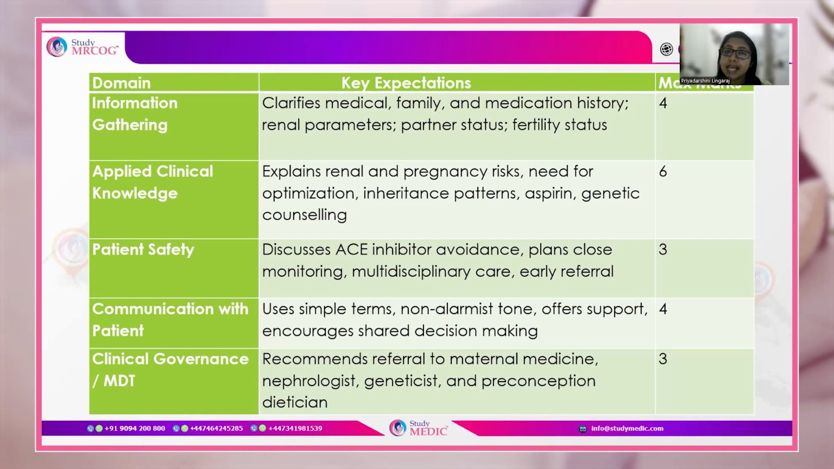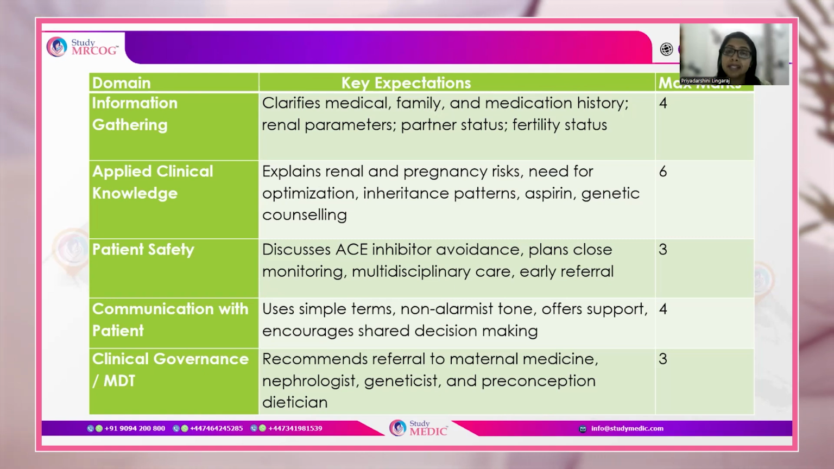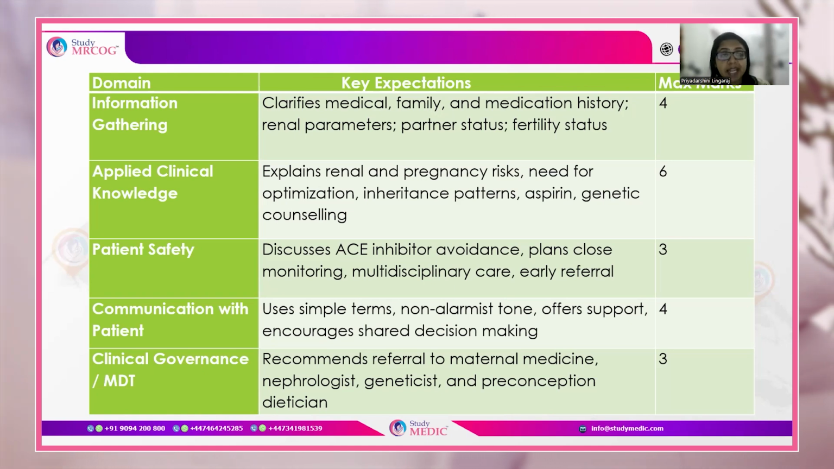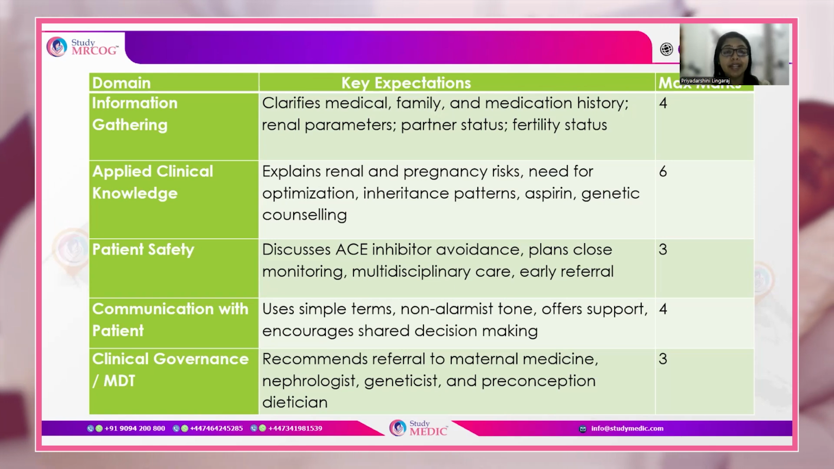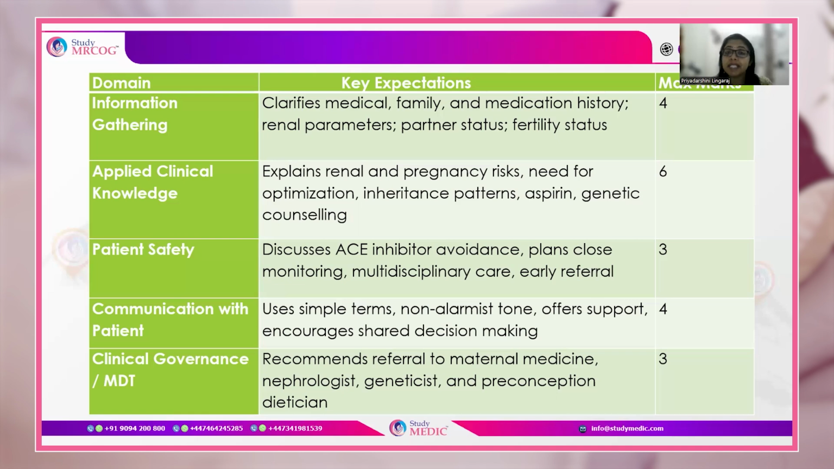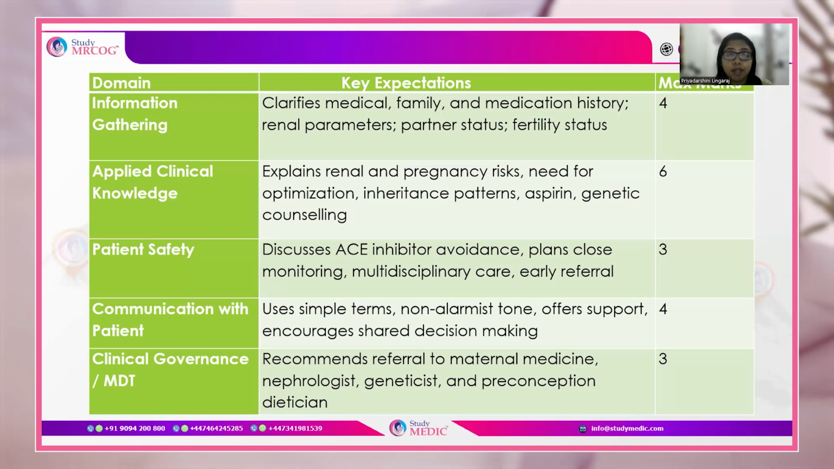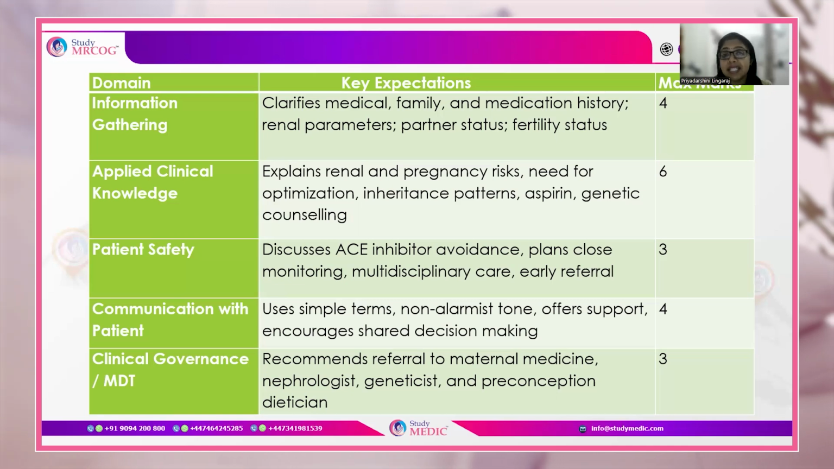Applied clinical knowledge, as we saw earlier: you're going to talk about the renal implications in pregnancy, the pregnancy risks for both the mother and the baby, the inheritance pattern, and the genetic counseling. All these play a key vital role wherein your applied clinical knowledge is going to be assessed. In patient safety, you're going to discuss medications. Medications play a key important role here. And of course, your MDT and referral under consultant-led care are the other factors.